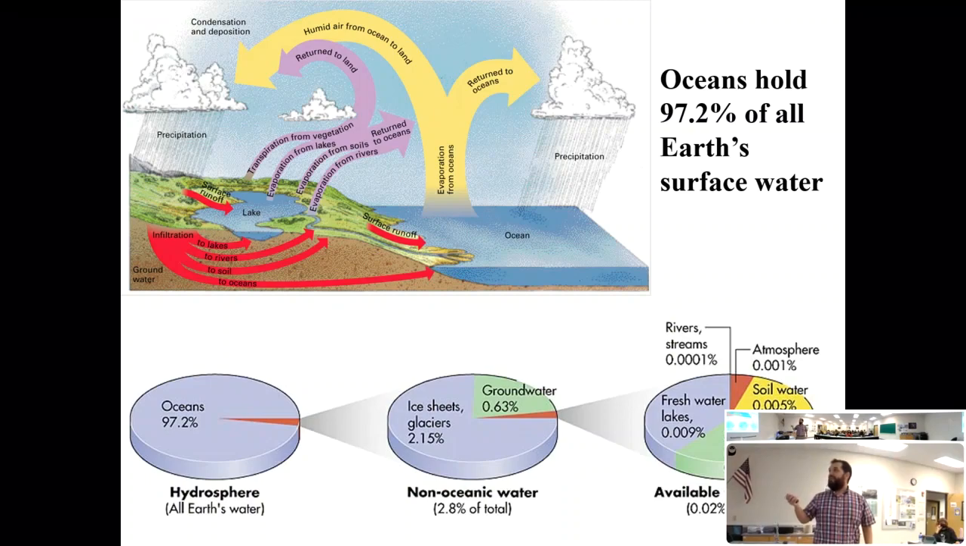we have 97.2% of all Earth's water actually in the oceans. So 97.2. The vast majority of Earth's water is in the oceans, and that's a very important number. You want to know that, right? You want to know that.